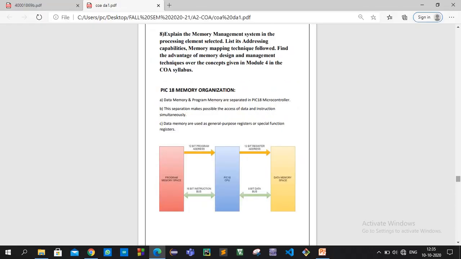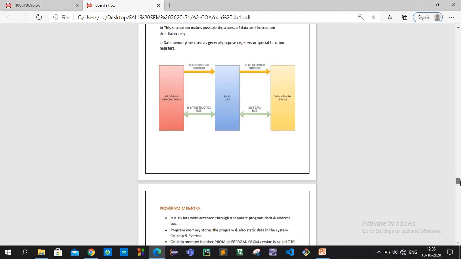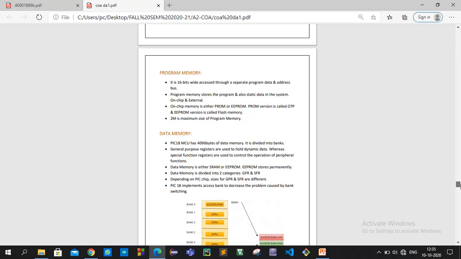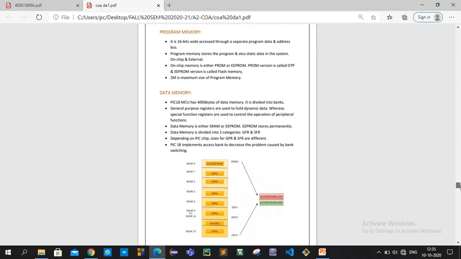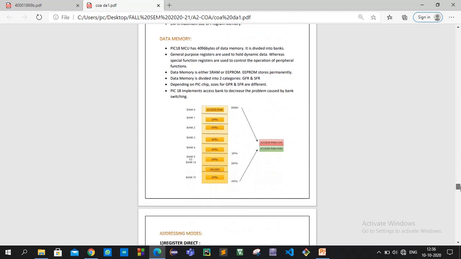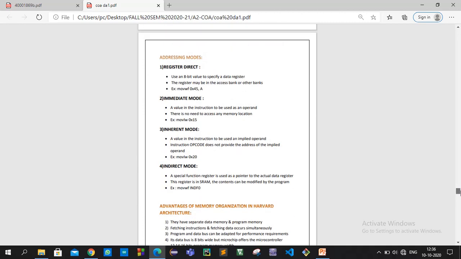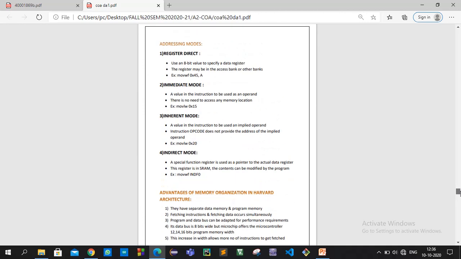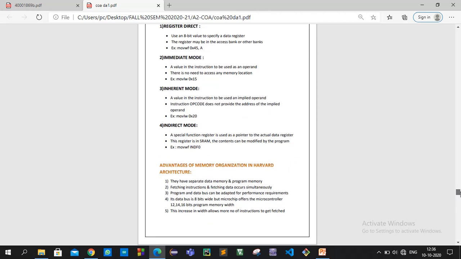This is the PIC18 memory organization, and this is a block diagram of how the memory organization takes place. And these are the two types, that is program memory and data memory in my PIC18 microcontroller. And this is how the data memory organization looks like. And these are all the addressing modes related to my PIC18, that is register direct, immediate mode, inherent mode, and indirect mode. And these are the advantages of memory organization in Harvard architecture.